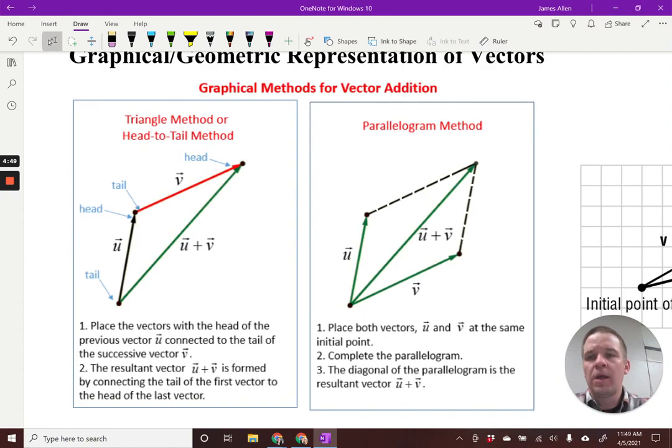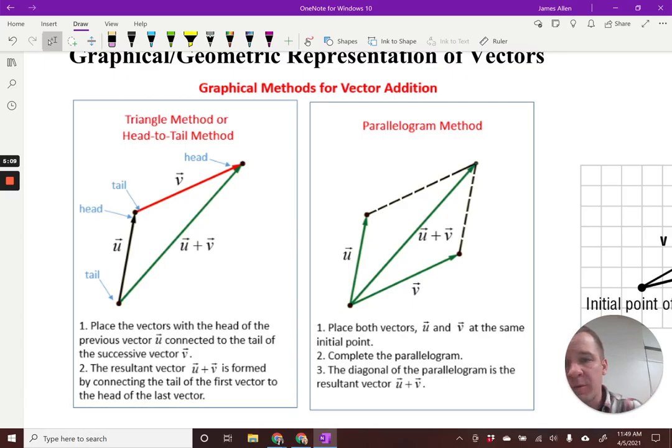Let's keep going. All right, here are some graphical geometric representations of vectors. So we're talking about vector addition here. Okay, so we can add vectors. We do all sorts of things: add, subtract, multiply, all that good stuff with vectors here. So we're going to look at addition, and we got a couple different methods here.